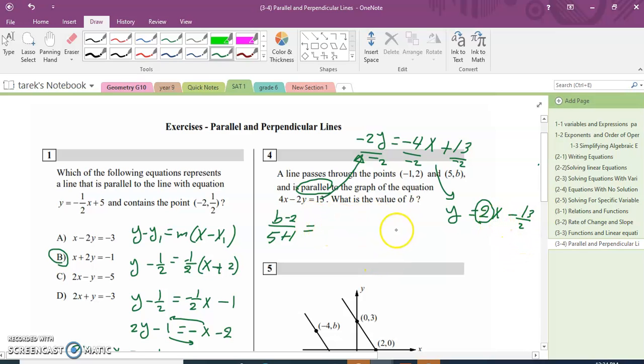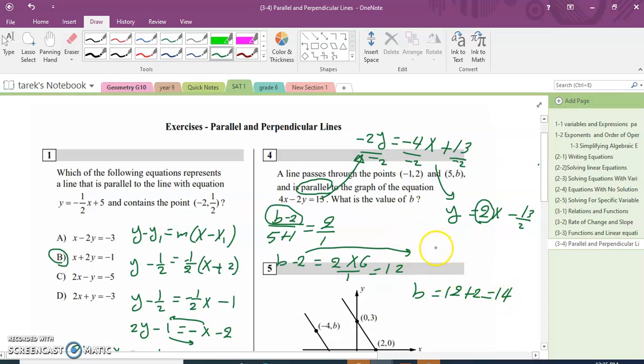Since they have the same slope, I can say that 2, which means 2 over 1, equals b minus 2 over 5 plus 1. And cross multiply to get the b now. How can you get this b minus 2? The b minus 2 is equal to 2 times 5 plus 1, which is 6. So it will be 2 times 6 divided by 1, which is 12. Take the 2 to the other side. So b equals 12 plus 2, which is 14. Have you got this one?